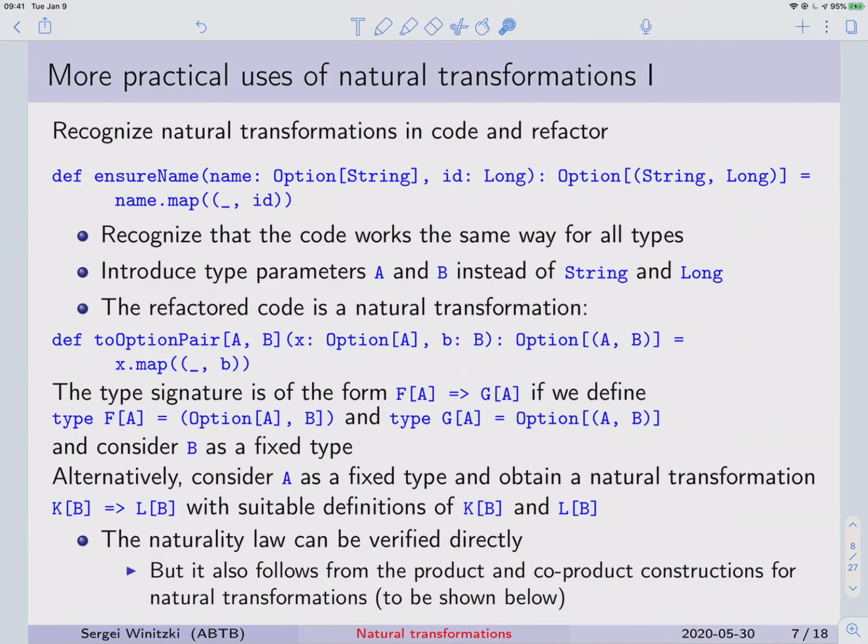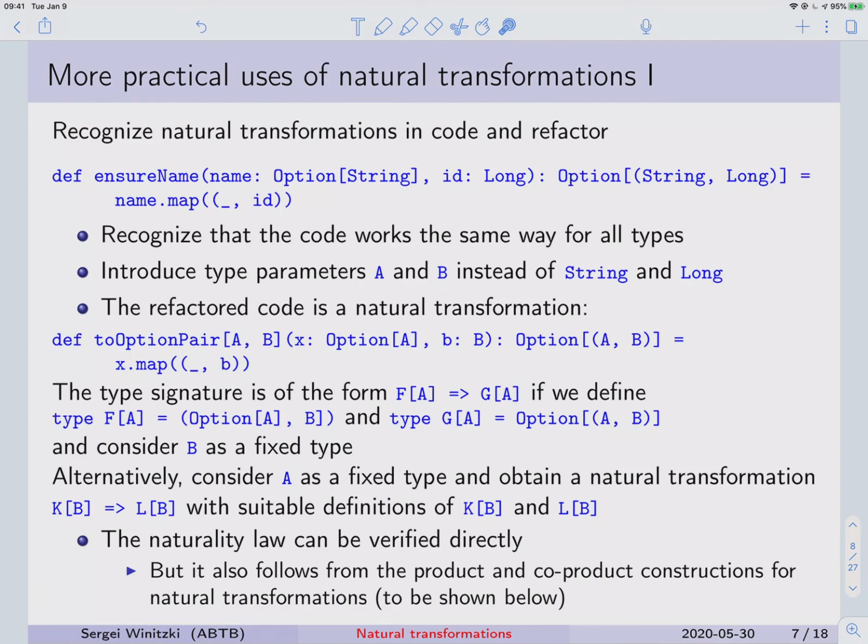So let me look at some more practical uses of natural transformations. So we have seen that refactoring can be useful, but before you refactor, you need to recognize that you're dealing with a natural transformation. So refactoring of a map and natural transformation will be then clear. And how do you recognize?